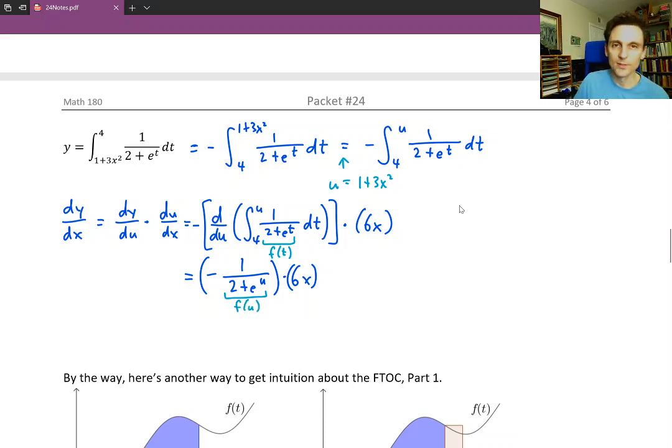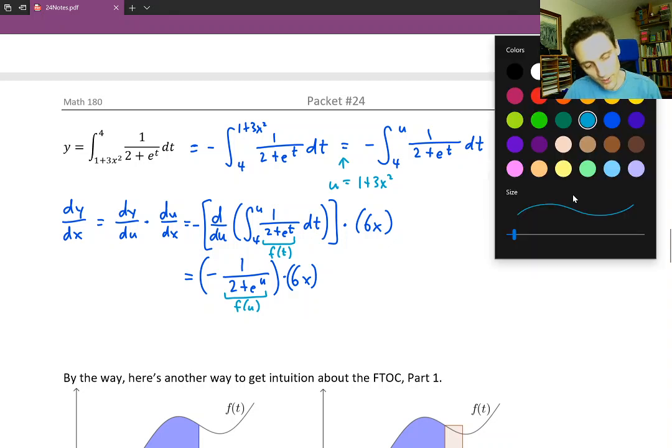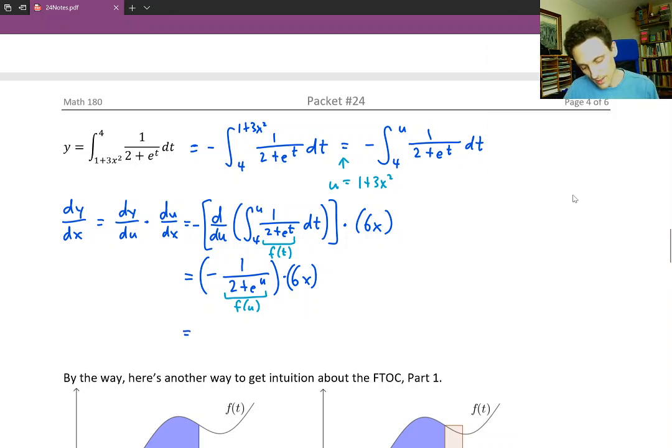You don't have to write those little notes down at the bottom there, although you do want to write your substitution. That's important for a reader to know about. This little f of t and little f of u is just for you to follow as you're connecting this with the fundamental theorem part 1. So the last step here would be to combine these together and go back to x. 1 plus 3x squared. That's using that relationship that we set up between u and x.